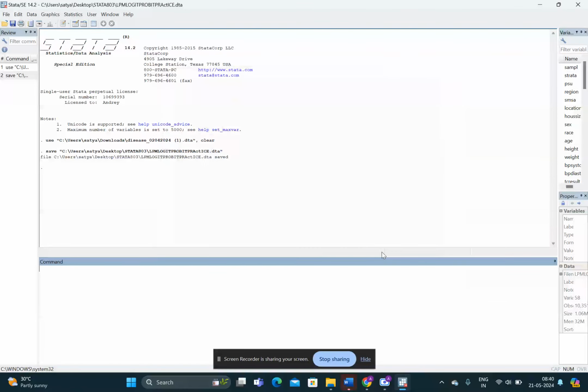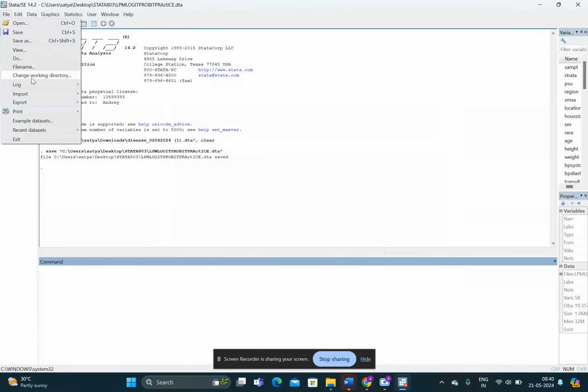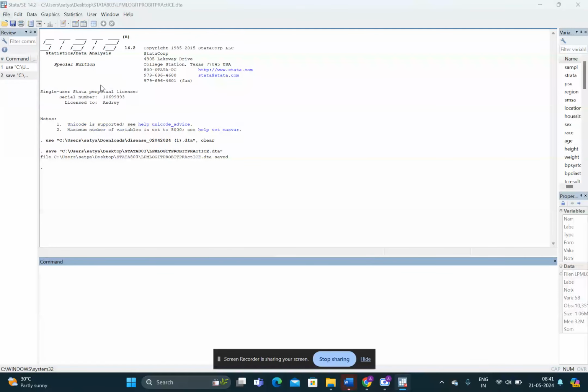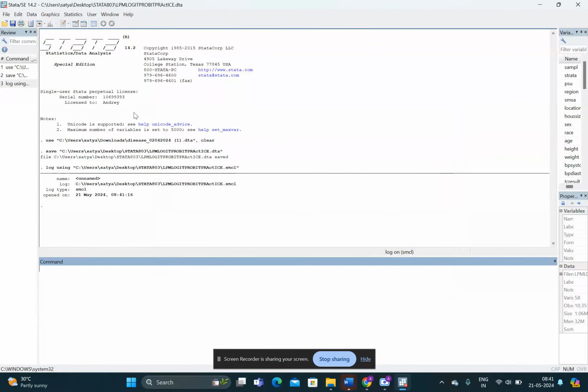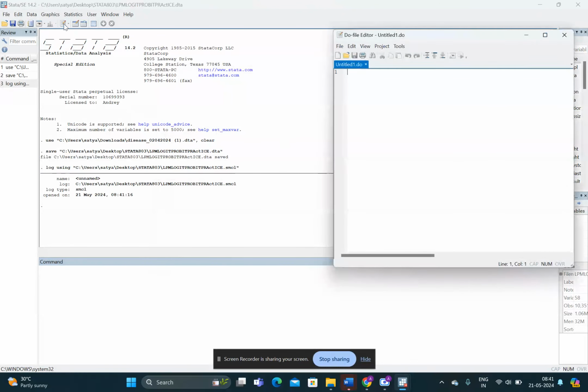folder. Then, as we have learned, we should be opening a new log file. We should give the same name, just in place of the DTA format, we should change it. Now, I will open a model do file from which we will do our practice.